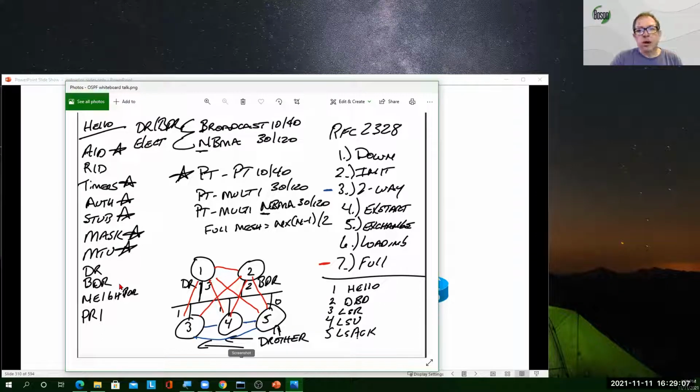So same thing with BDR. If we know the BDR's IP, then it'll be here. There'll be a list of neighbors, and there'll be a priority value to use in the DR-BDR election. Default priority is 1.